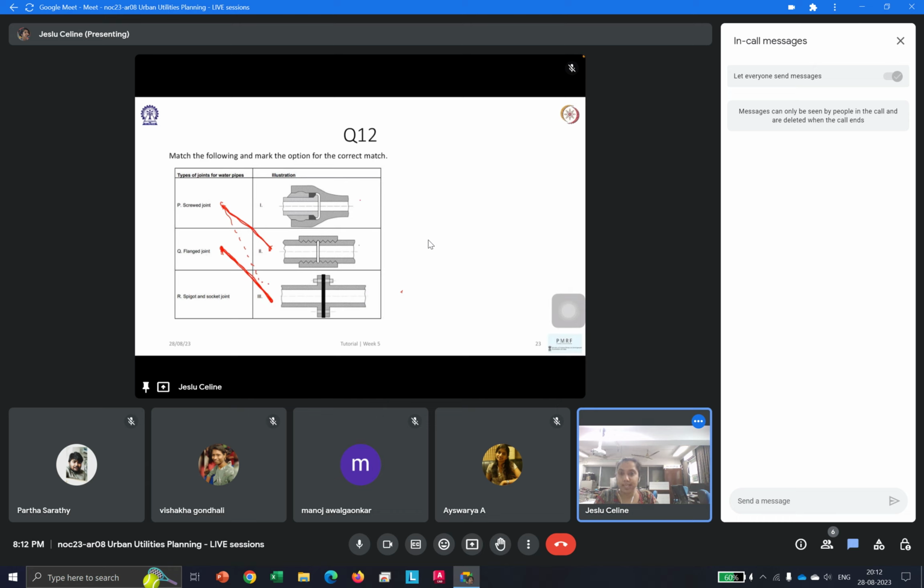It's one or two. It has to be one or two, right? Any guesses? No. Okay, what is the last one? Spigot and socket joint. First one. Okay, so that there is no confusion, I think everybody has agreed that this is spigot.